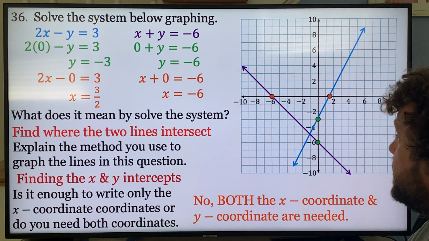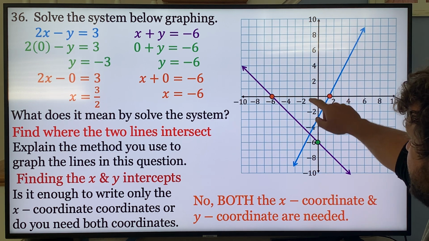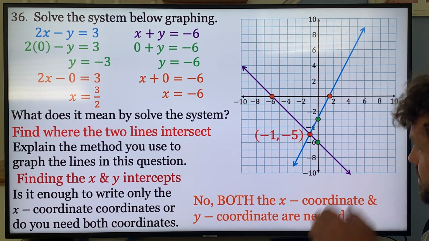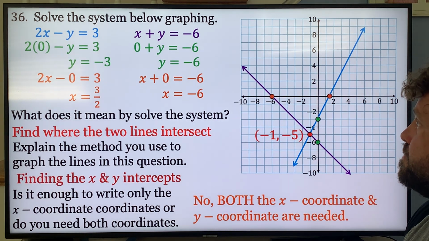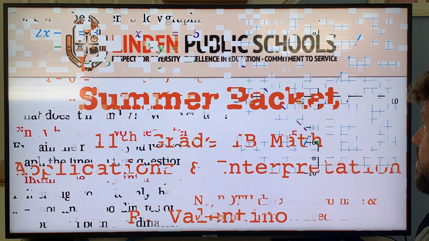All right, how do I solve it? Where do they meet? They meet right here, negative 1, negative 5. That's your answer. And guess what?